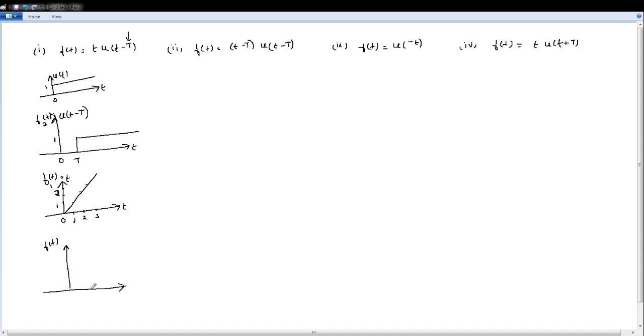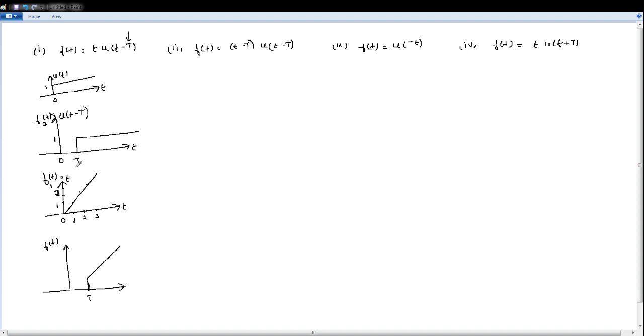It will start from some point t on the x-axis, from which I'll have my waveform. So it is pretty simple. You just have to know how to plot u of t minus capital T, that is the first function, and the second function also, and then you need to multiply. When you multiply, give a particular value to the capital T, so that you will get a fair idea as to where the multiplication waveform is starting from, right?